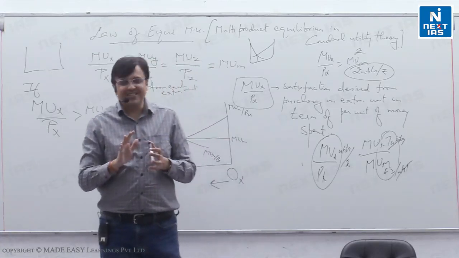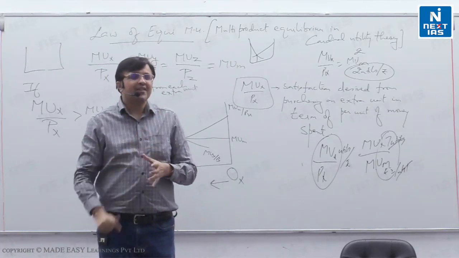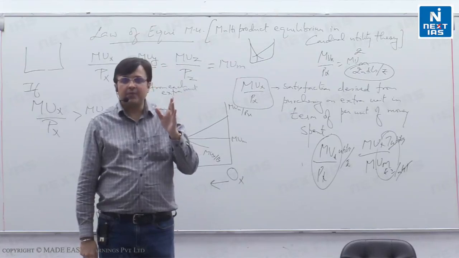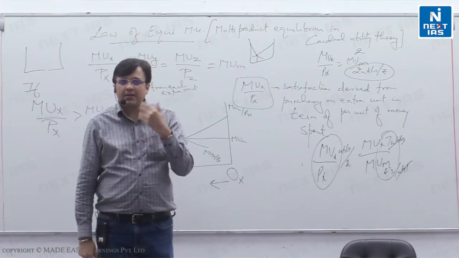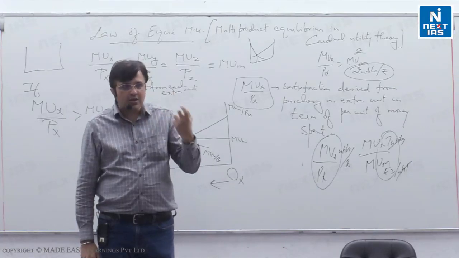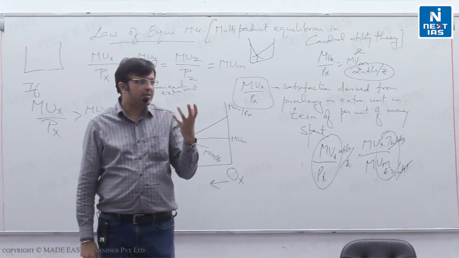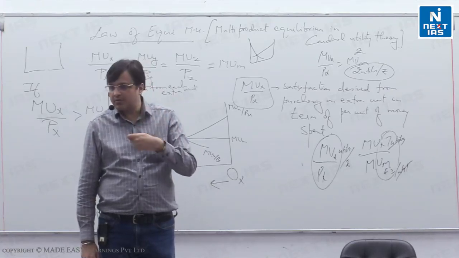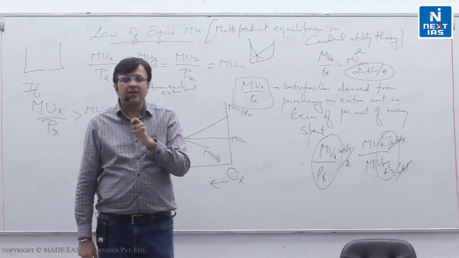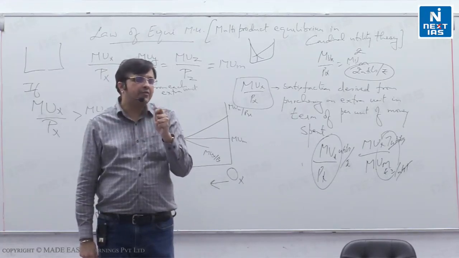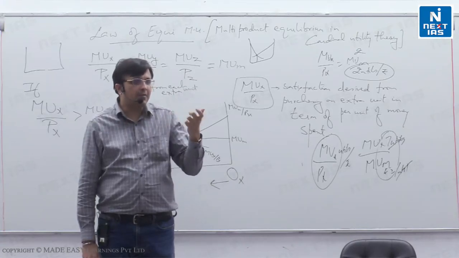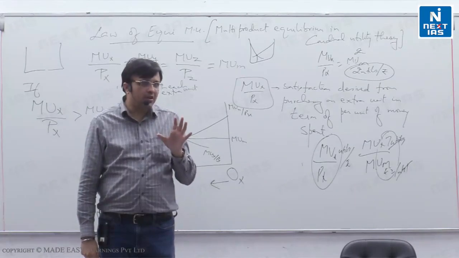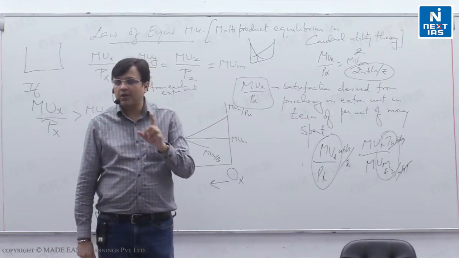So when we think of this, the point I'm making is your willingness to pay, I repeat, is a function of the money that you are getting in utility terms. MUX is the utility that you are getting, and that decides the money that you are willing to pay. That is why all of us individually have different willingness to pay for the same commodity.